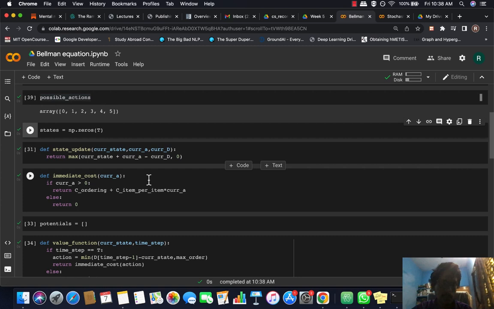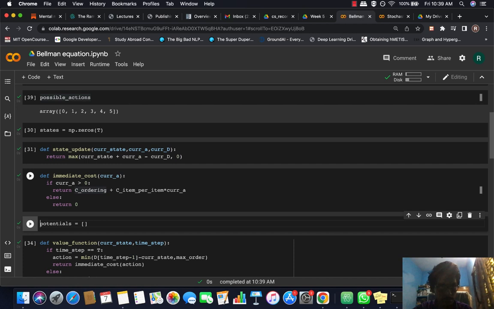And what is the immediate cost of placing an order? The immediate cost of placing an order is nothing but the ordering cost plus the cost per product times the total number of quantities. So that's the formula here, and this will happen only if the current action is non-zero. So that's why we have such a condition here.